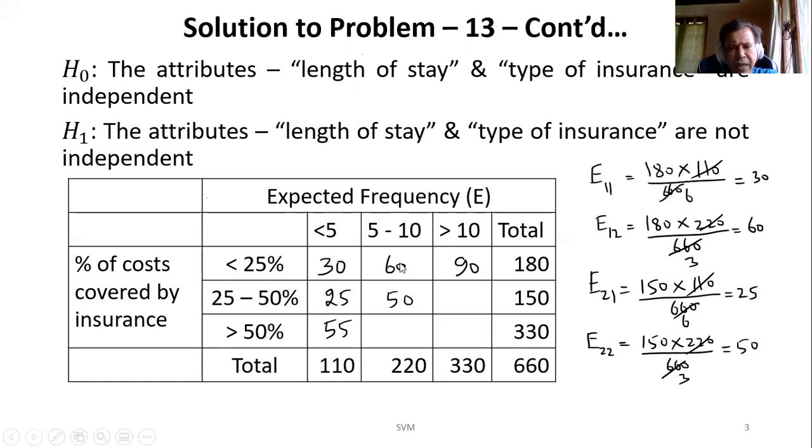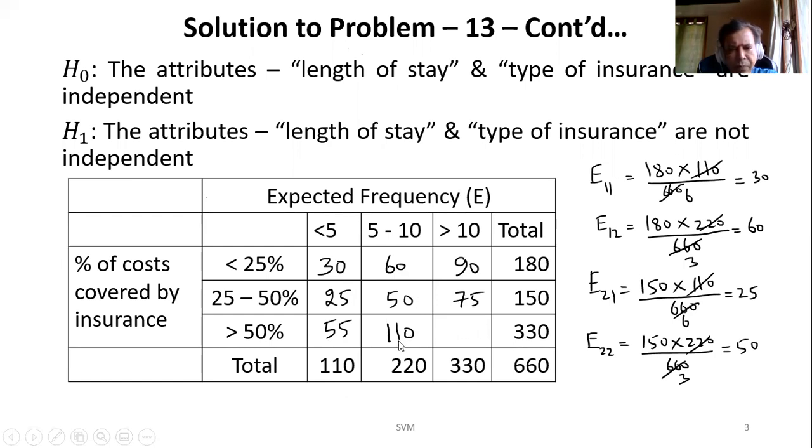Now, rest are all we need not calculate. 110 is the total of 60 and 50. That 110 will be subtracted from 220 to get 110 as the expected frequency. Same way here, 55 is the total of these, 75 is the total of these two, 25 plus 50. 75 has to be subtracted from this 150 to get 75 as the expected frequency.